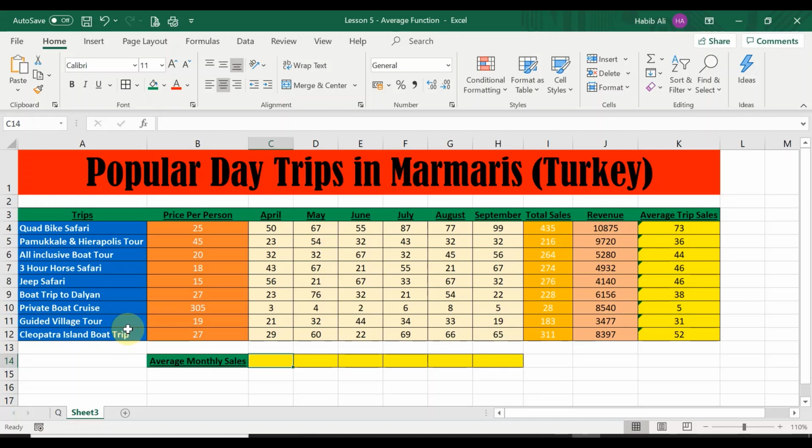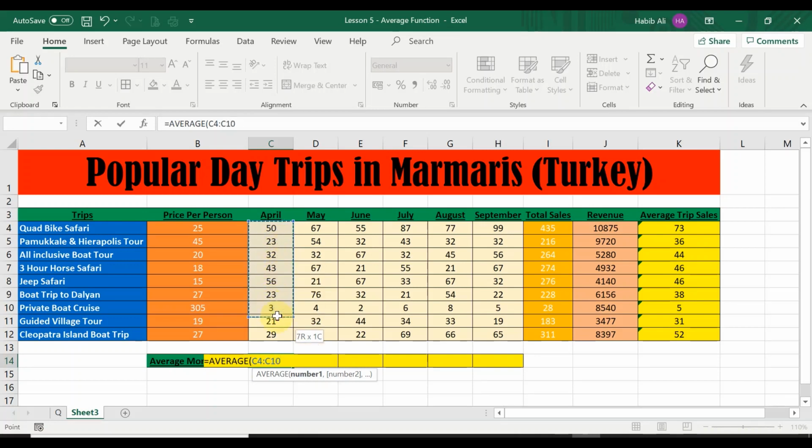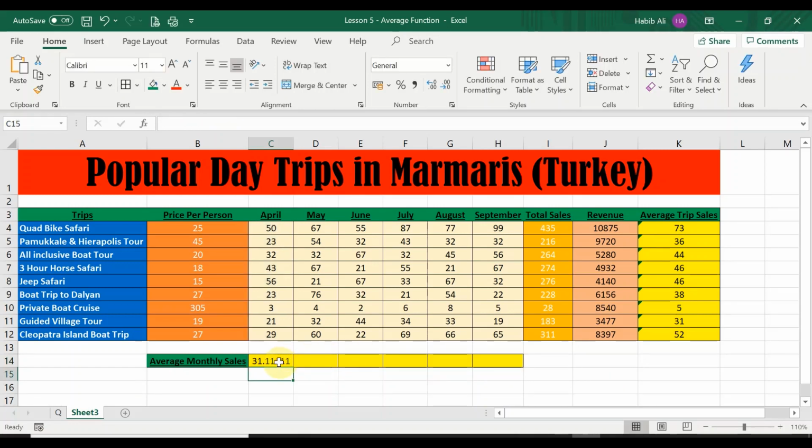So it is a very similar process, and again, remember, I'm going to type in the whole thing. So equals average open bracket, and this time I'm not going to be typing in the cell range because it is a small range. So what I can do is simply click and drag the range in front of me, and Excel will automatically include them here within the brackets. All I have to do now is close the brackets and simply press enter, and I will get my answer. There we are, 31 point so many ones.